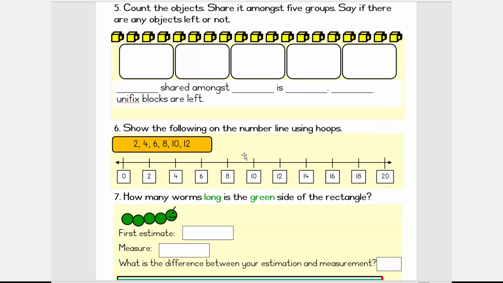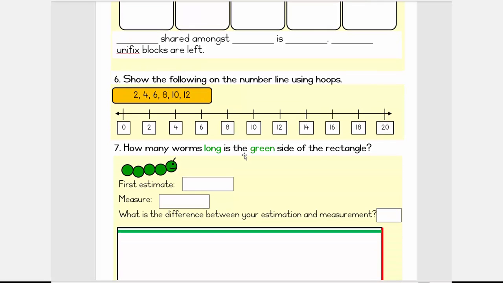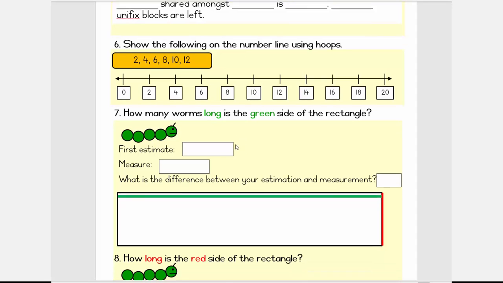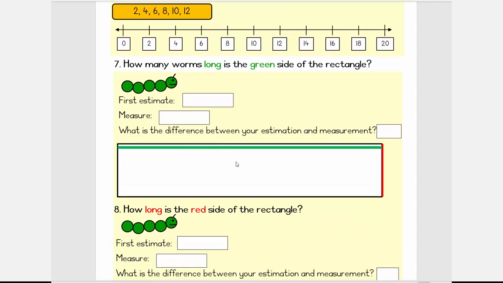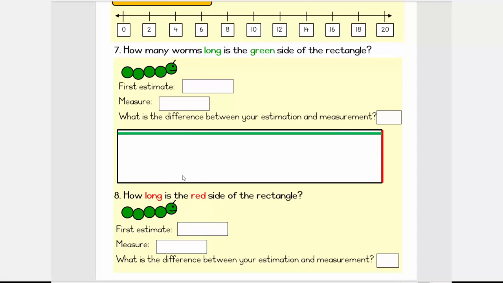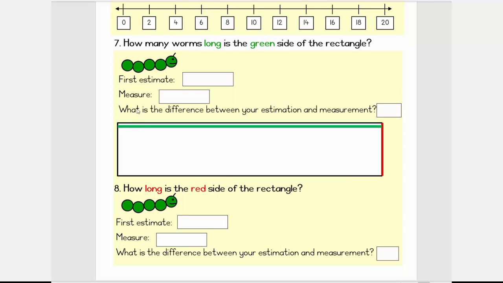I'm just scrolling through it. Here we got some measurement activities. You're going to estimate. You're going to actually measure. If you need to make a worm, just copy this on a tiny little piece of cardboard and then do your measurements. Remember, always after estimation, we need to measure so we can check the difference, so we can every time get a bit closer to the real measurement.